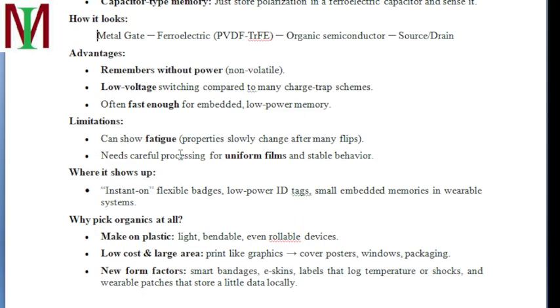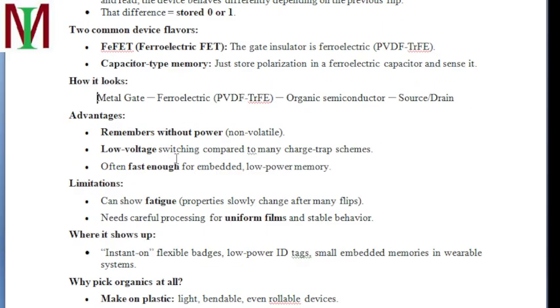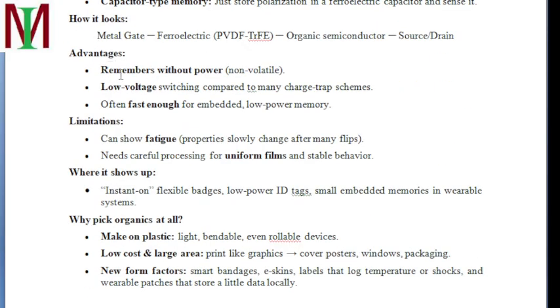Now, the advantages of the third type, that is ferroelectric polymers as a semiconductor device. It will remember the output. It is a non-volatile one. Low voltage switching compared to many charge trap schemes. It is often fast enough for embedded or low power memory. Embedded system, we know it, many small electronics gadgets are made to work together. We call it an embedded system.